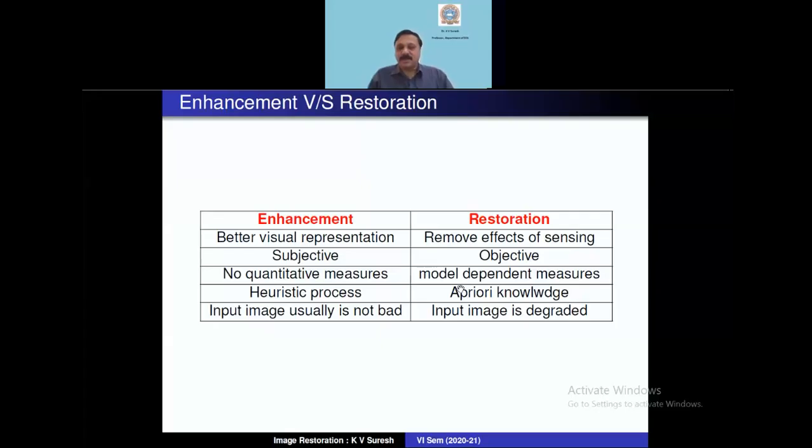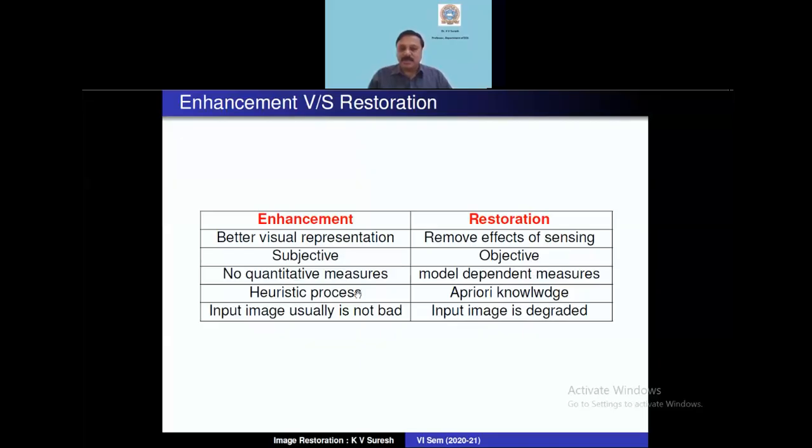For example, I can use something like signal to noise ratio. So I'll just show you what is the signal to noise ratio prior to restoration, and what is the signal to noise ratio after restoration. So there could be improvement in the signal to noise ratio. That is one of the measures. Or I can say mean squared error. I can just compare and tell you what is the mean squared error. So I can give some quantitative measure, whereas here there are no quantitative measures.